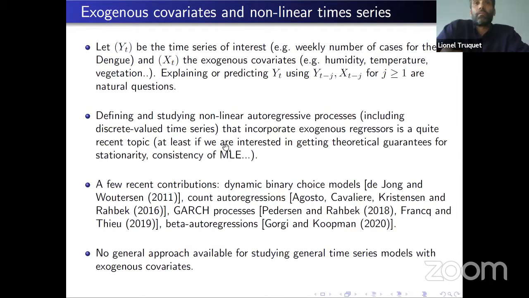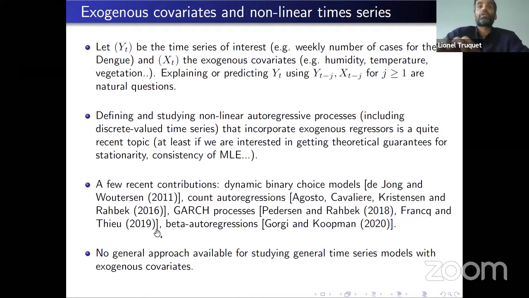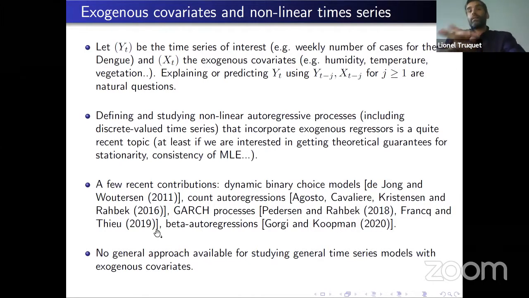So you have some contributions mainly in econometrics for binary time series, count autoregression, which would be adapted to the previous case if you want to predict the number of cases of dengue, GARCH processes, and also some recent work about beta autoregression, which models, in fact, the dynamic of some time series with values between 0 and 1 with the beta distribution.